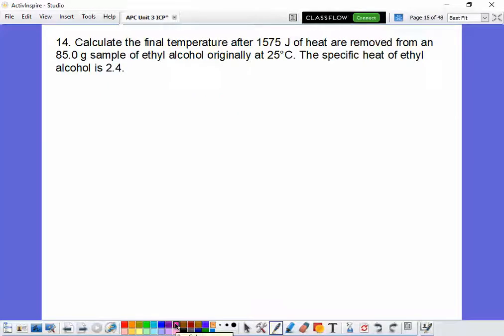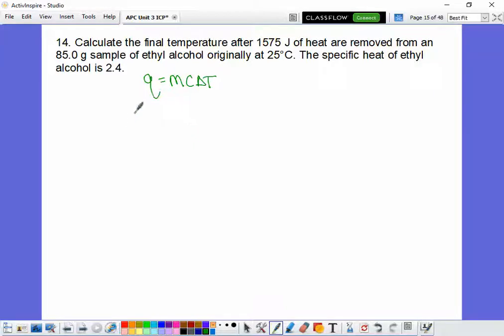So for number 14, we're going to be calculating the final temperature after 1575 joules of heat are removed from an 85 gram sample of ethyl alcohol that's originally at 25 degrees Celsius. And I've given you the specific heat of ethyl alcohol. So, Q equals MCAT, right? What's my Q value with proper sign?